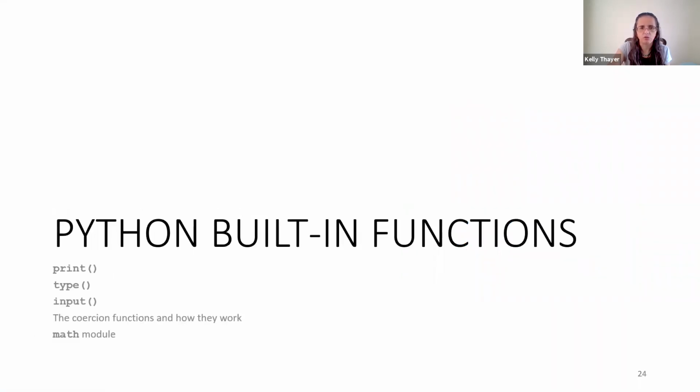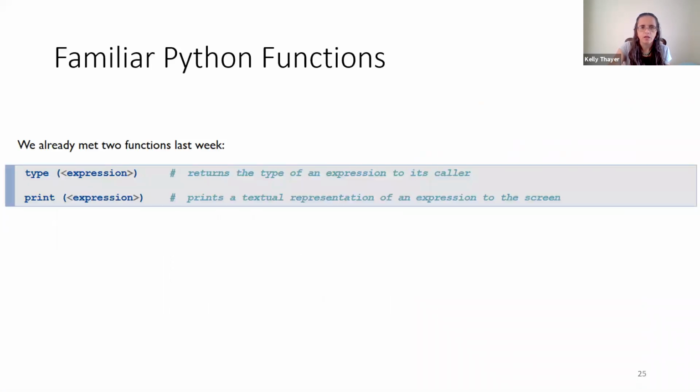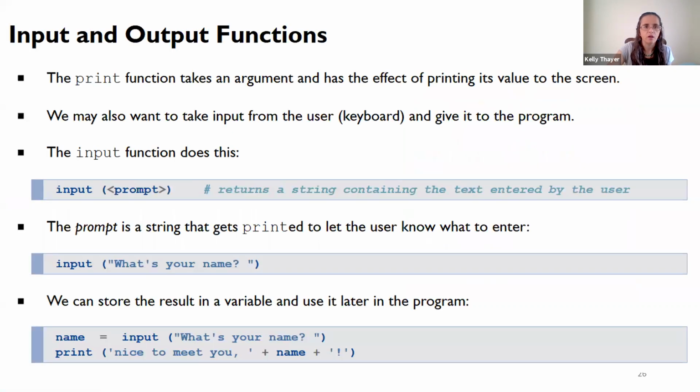Python, in fact, has a number of built-in functions already available for you to use. Some familiar Python functions are type and print, which we've already encountered. Type will return the type of an expression to the caller, and print will print the textual representation of an expression to the screen. There are also some others. The print function takes an argument and has the effect of printing it to the screen. We may also want to take the input from the user or from the keyboard and give it to the program. So how could you do that?